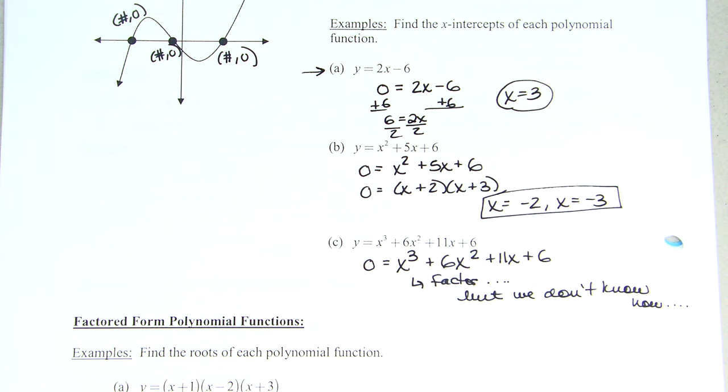But for today, what we're going to deal with is polynomial functions that are already factored for us. And if they're already factored, we can find the x-intercepts pretty easily. This whole section is going to be about dealing with polynomial functions in factored form. And this kind of corresponds to what we did with our parabolas. We've spent time with parabolas in vertex form and our transformations.